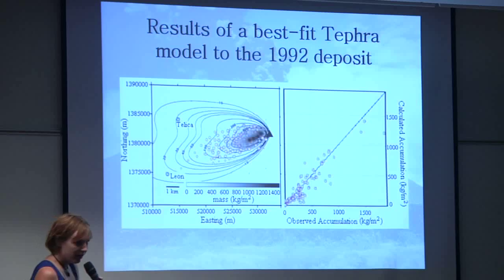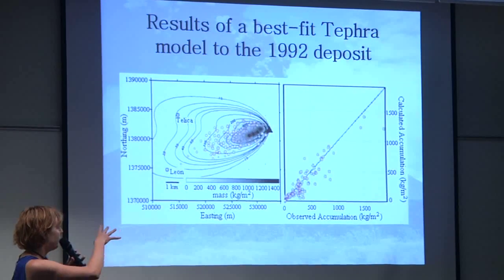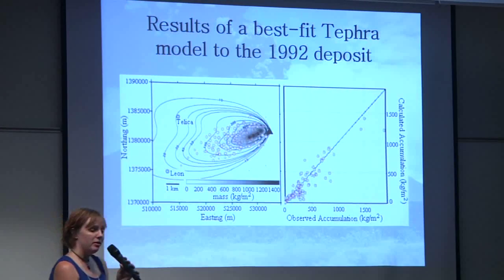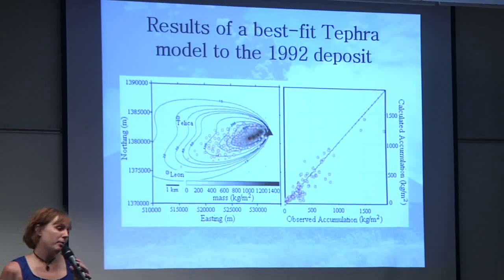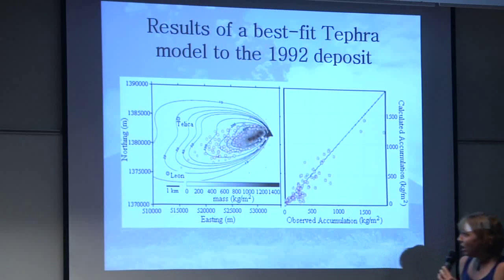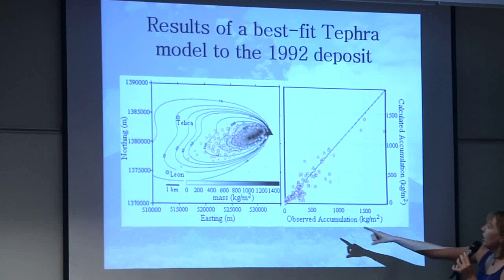So how these models tend to be validated is you go out after an eruption and you maybe do sampling of pits in the medial zone, and you run your model and you compare it to the pit data. This is an example of one of the models, the Tephra 2 model, comparing it to the deposit at Cerro Negro after the 1992 eruption, which I'll give you some details on in a minute.